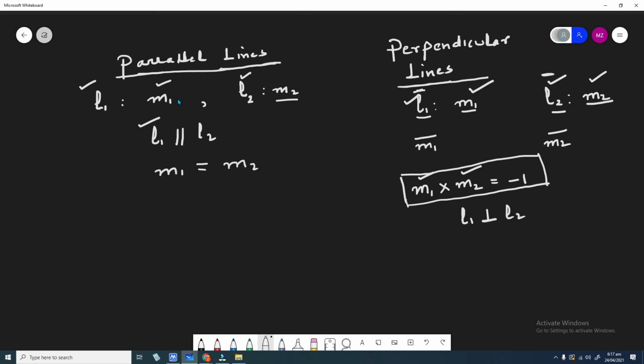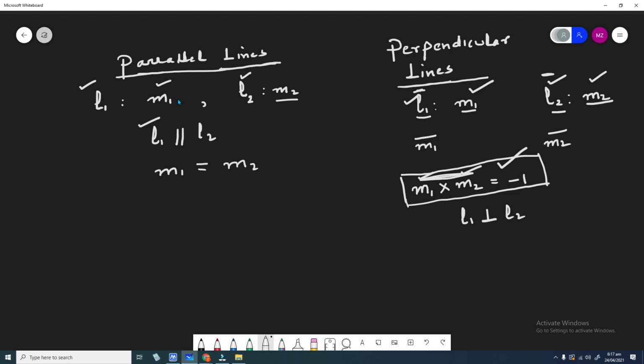So if the lines are perpendicular, then the product of their slopes must be equal to -1. If the lines are perpendicular, then the product of their slopes will be -1, and if the product of the slopes is equal to -1, then the lines will be perpendicular. So this is the important condition for two lines to be perpendicular, where M1 is the slope of L1 and M2 is the slope of L2.